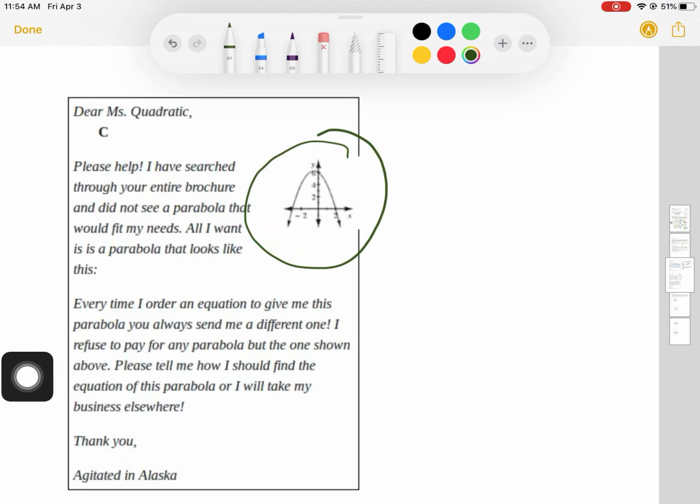So we need this parabola to have x-intercepts at, looks like -3 and at 2. But we also need this parabola to open downwards. All right, so it needs to open downwards. The vertex needs to be up high, not down low. So the x-intercepts at -3, 0 and 2, 0, easy enough to do.